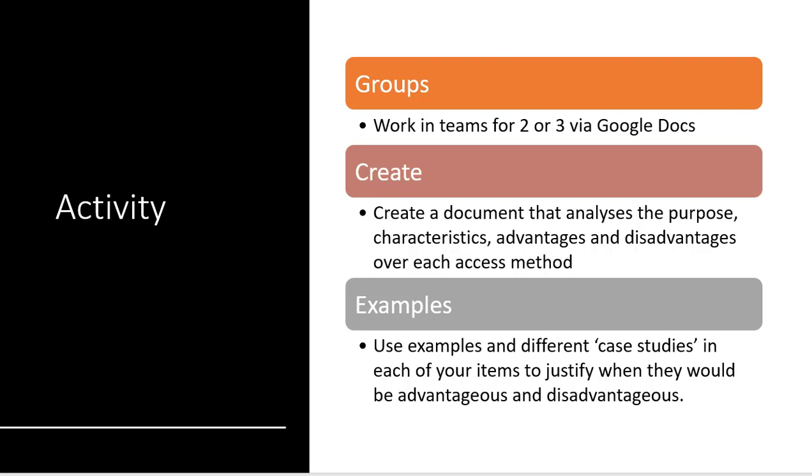And I would like you to use examples and different case studies in each of your items to justify when they would be advantageous and disadvantageous. An example of that might be a student for one, a graphic designer for another, a software developer for another, what they're going to use and why would it be better that they use that over another one. Okay, like I say, working in groups of 2 or 3 to cover the 4 categories of devices that we may use to access information. Any questions, as always, please ask.